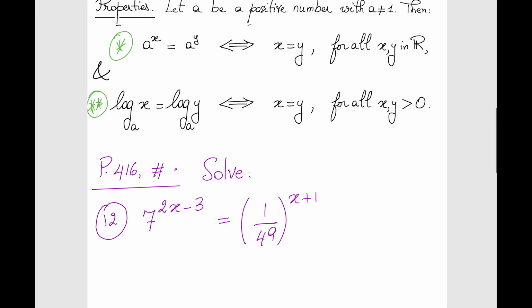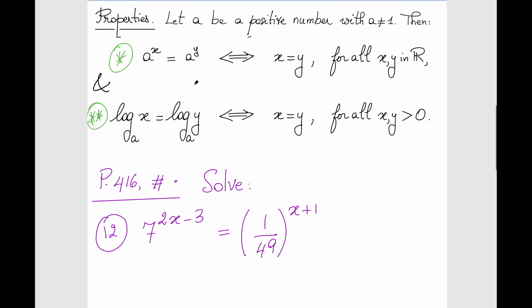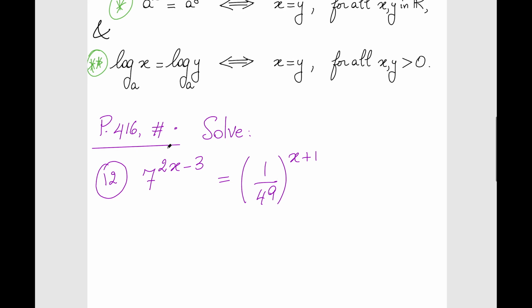All right, so if we manage to write this side as 7 to some power, then I can match the two bases, right? A and A. As such, the exponents must be the same because of this property that we just developed, which is true because, as we said, the exponential function with base A is one-to-one. That's why we have this property. All right, let's apply it.